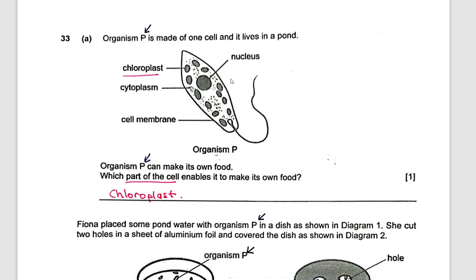Third one, organism P is made of one cell and it lives in a pond. Now, this organism has several parts: nucleus, cytoplasm, cell membrane. It looks like a cell, right? And it has this interesting thing called a chloroplast. But notice there's no cell wall, but it has chloroplast. Now, it says, which part of this cell enables it to make food? Only the chloroplast. That's a plant part. So chloroplast, you can also write down the answer chlorophyll, because chlorophyll is a substance that traps light to make food.